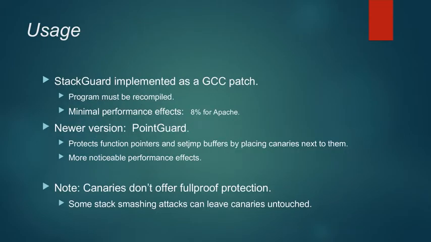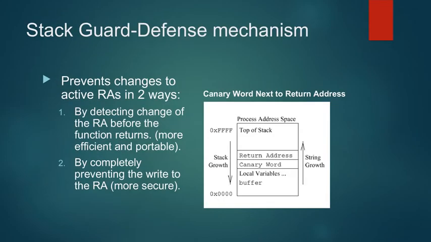Alternatives to GCC's StackGuard have been implemented on other platforms. Noteworthy mentions are OpenBSD, Propolice, and Microsoft Visual C++ .NET. StackGuard prevents changes to the active return address in two ways. By detecting change of the return address before the function returns: more efficient and portable. By completely preventing the write to the return address: more secure.